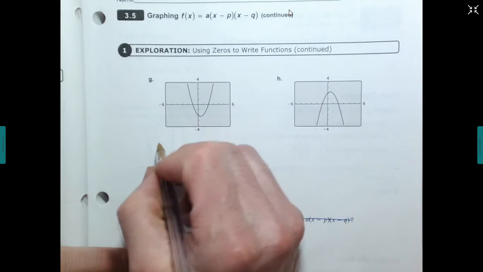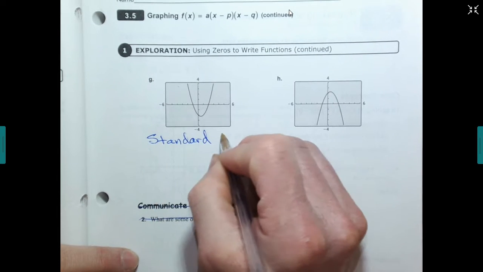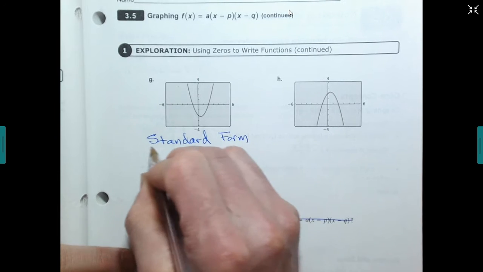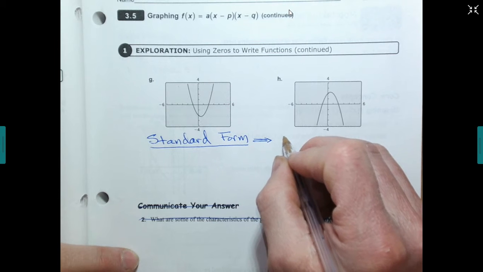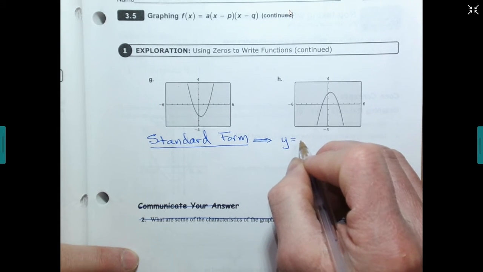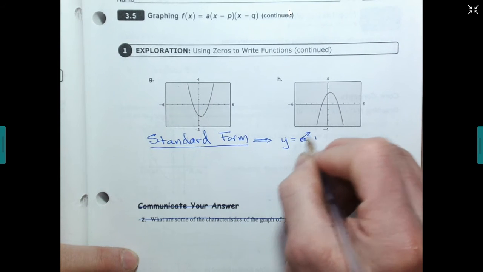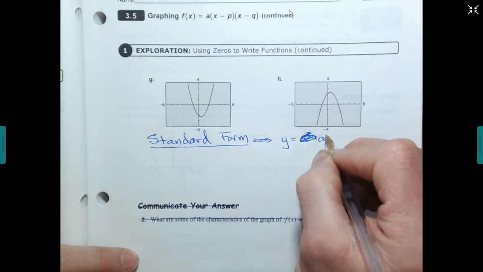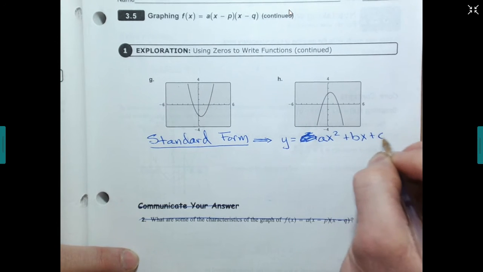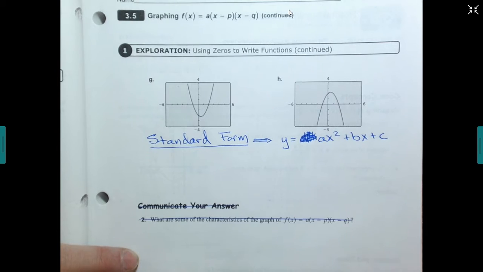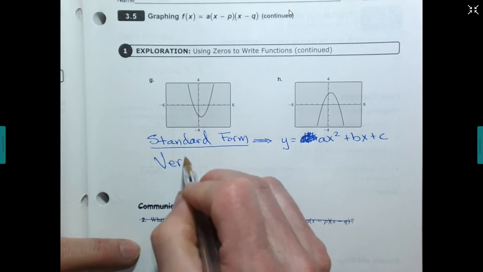So first off, we've figured out parabolas in standard form, which is y equals ax squared plus bx plus c. So we've explored that. Okay. We've also explored vertex form.